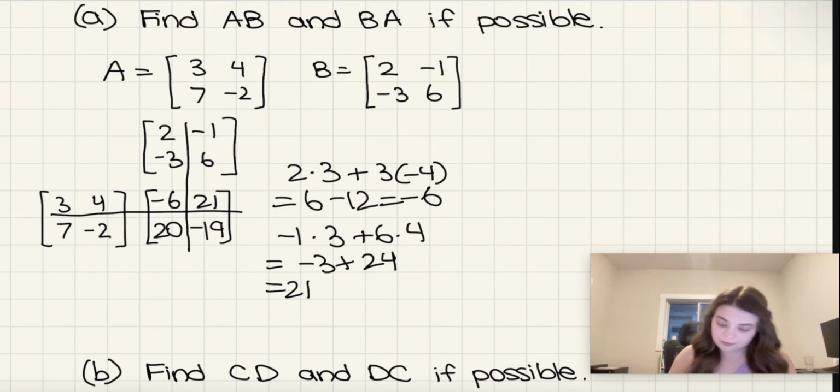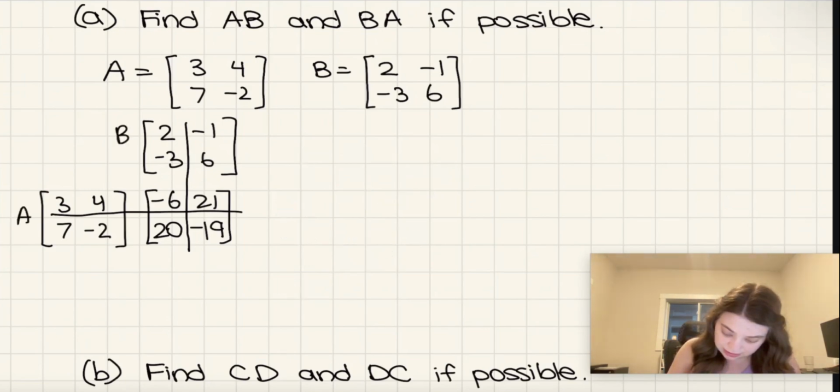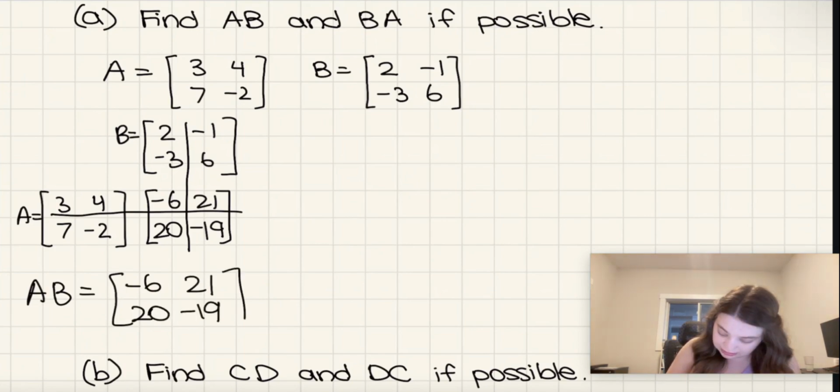All right, and so therefore we can conclude that since this is A right here, and this is B right here, A times B is equal to negative 6, 21, 20, and negative 19, like that. So this is the matrix that it's equal to.